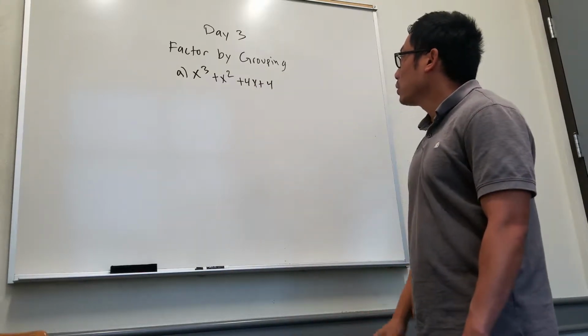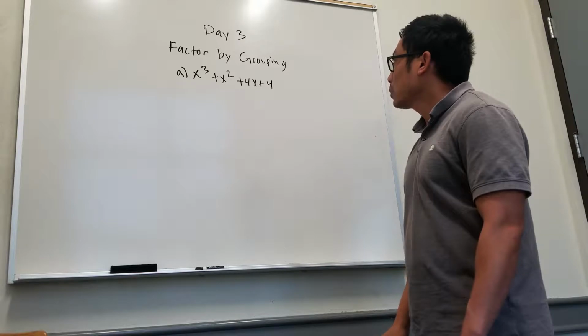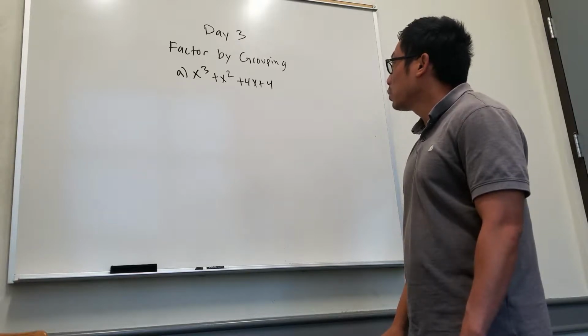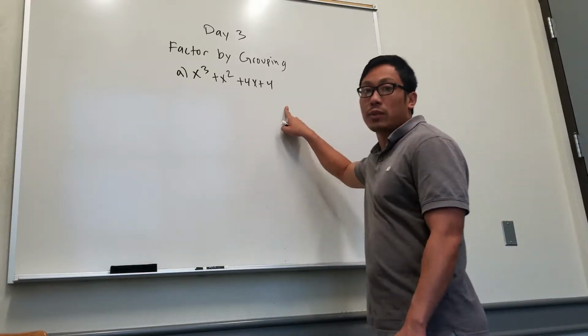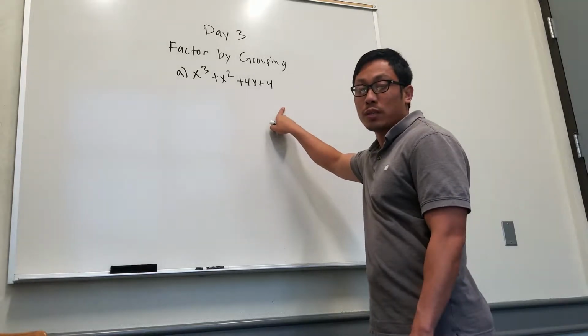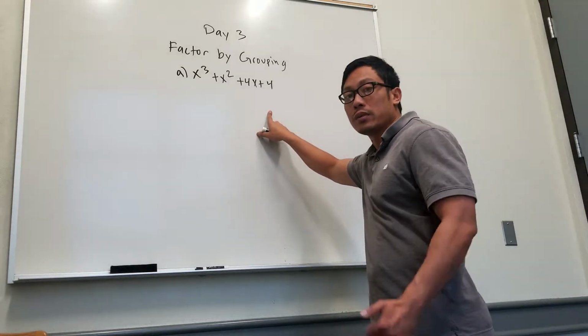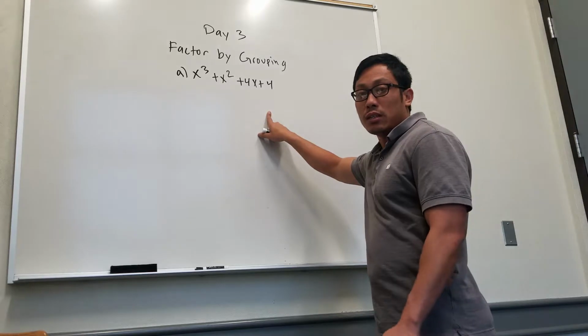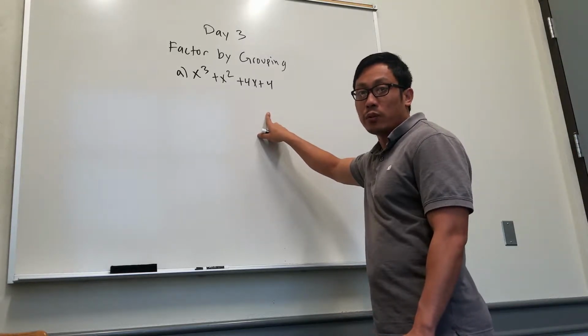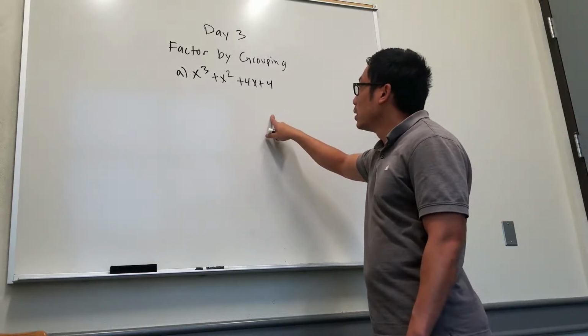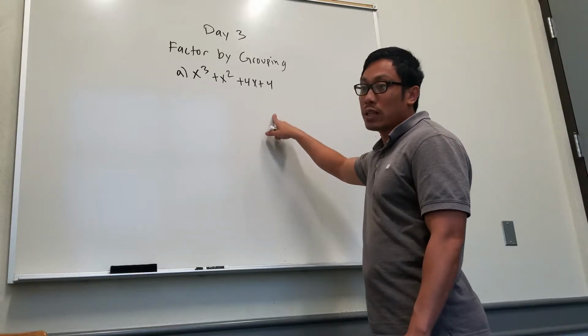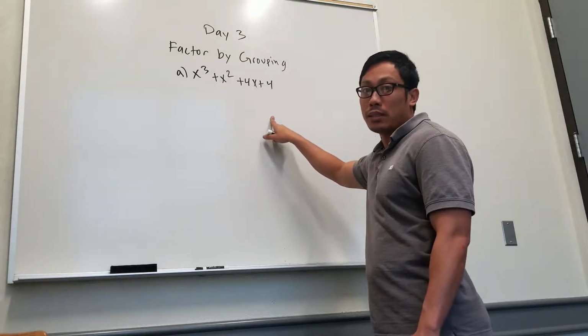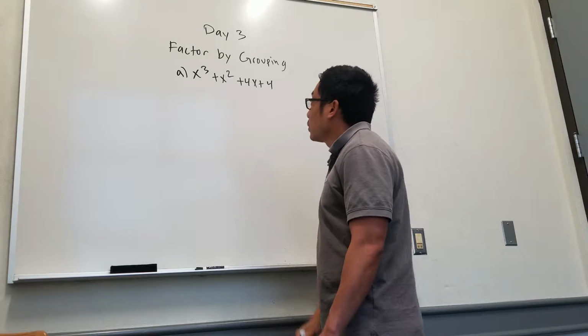So how do you do this? We want to factor by grouping. I just want to emphasize that with factor by grouping, you usually see 4 terms, but it doesn't have to be 4 terms. It could be 5, 6, 7, 8. It could be more than 4. For this class, we're just going to talk mostly about the basics.